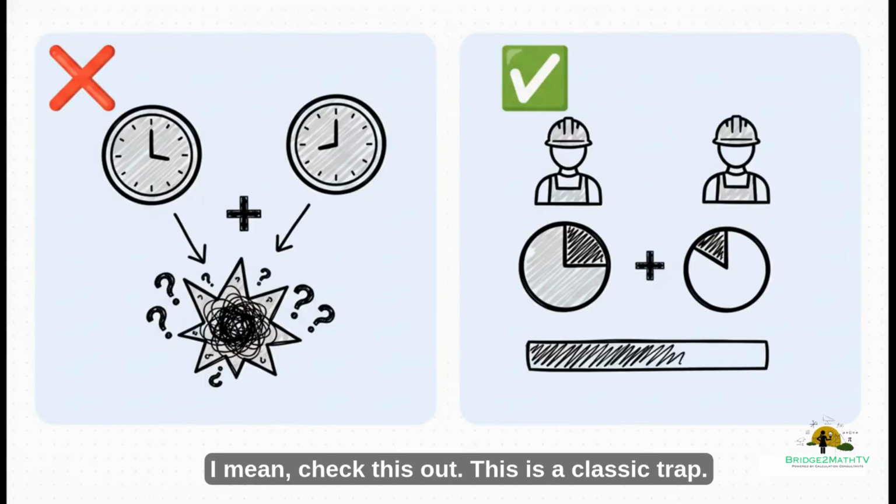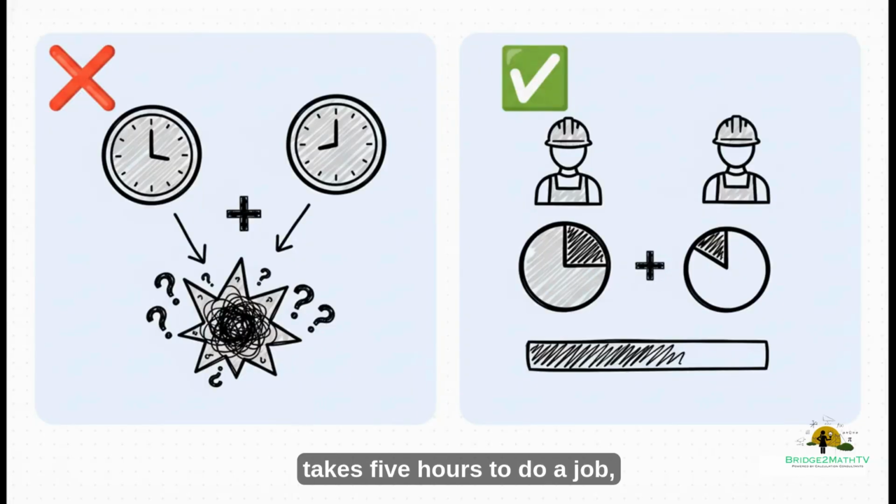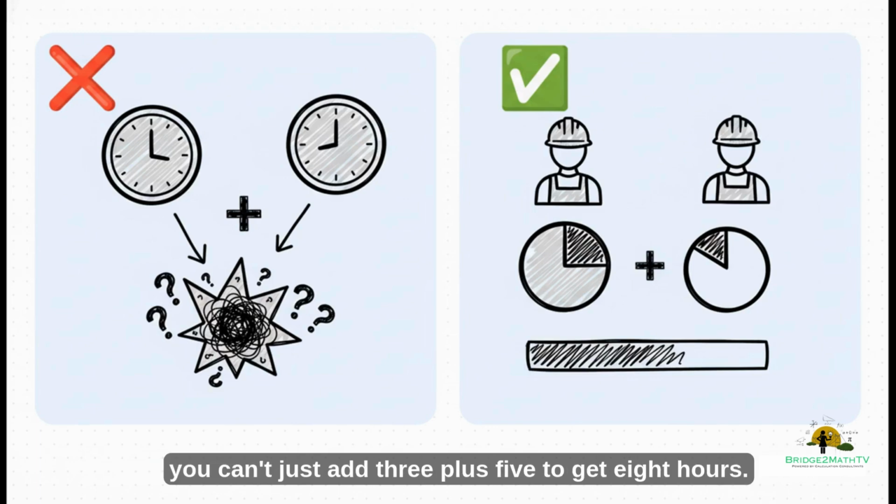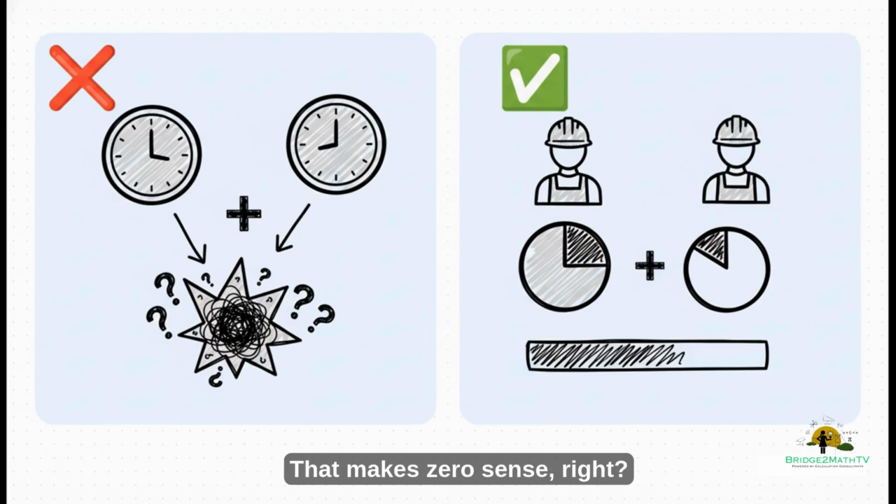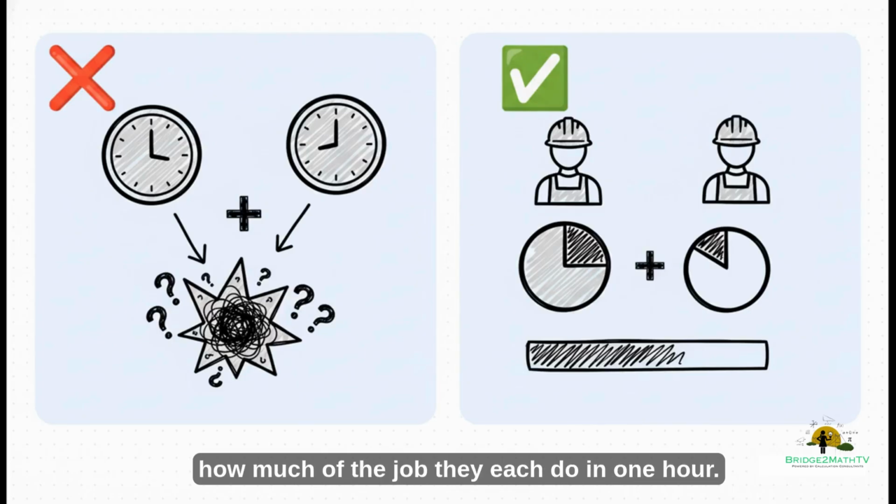I mean, check this out. This is a classic trap. If worker A takes 3 hours and worker B takes 5 hours to do a job, you can't just add 3 plus 5 to get 8 hours. That makes 0 sense, right? The right way, the only way, is to first find the per-1 rate for each of them, how much of the job they each do in 1 hour. Once you have that, then you can combine them.